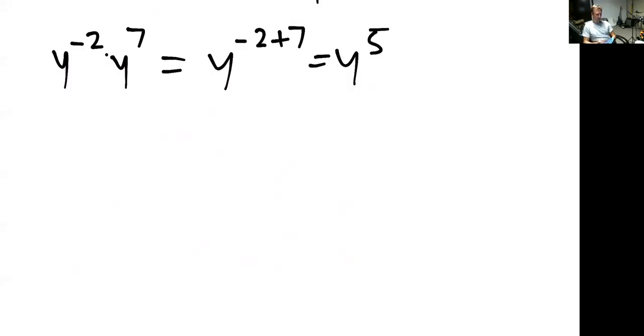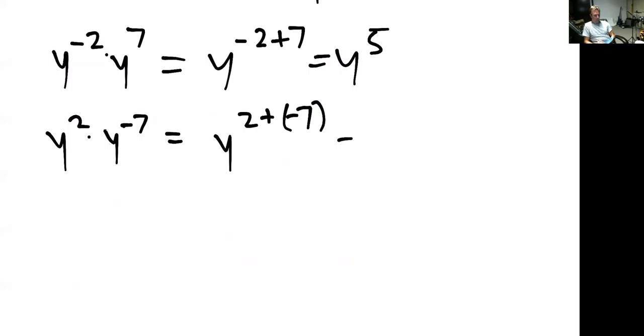We could change this problem just to make it a little more interesting: y to the 2 times y to the negative 7. Here, I just swapped the sign on the 2 and the 7. We use the same rule. Since they're multiplied, we just add the exponents: y to the 2 plus a negative 7, which is y to the negative 5th, which I'm hoping we remember is just 1 over y to the positive 5th.